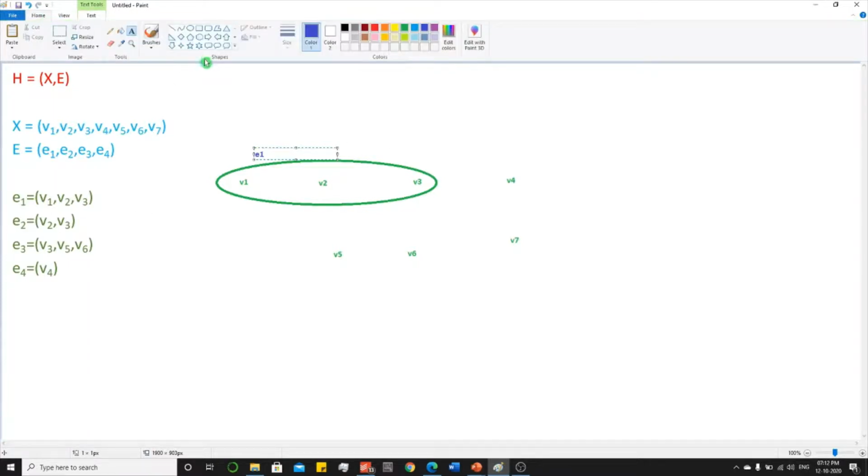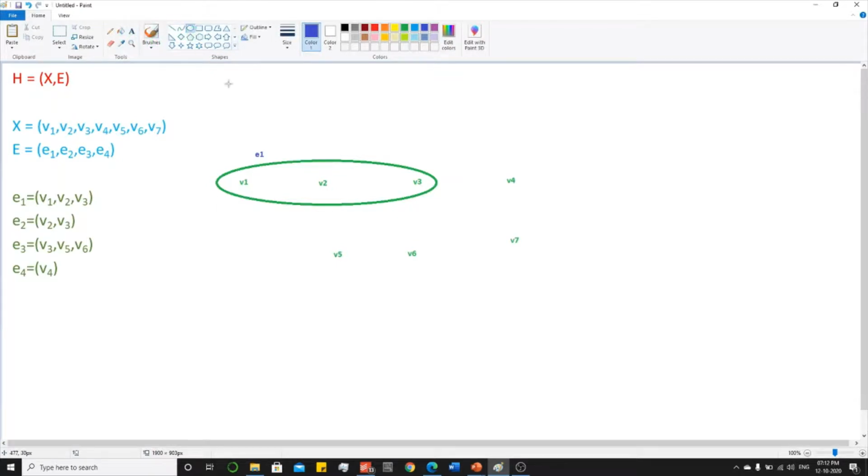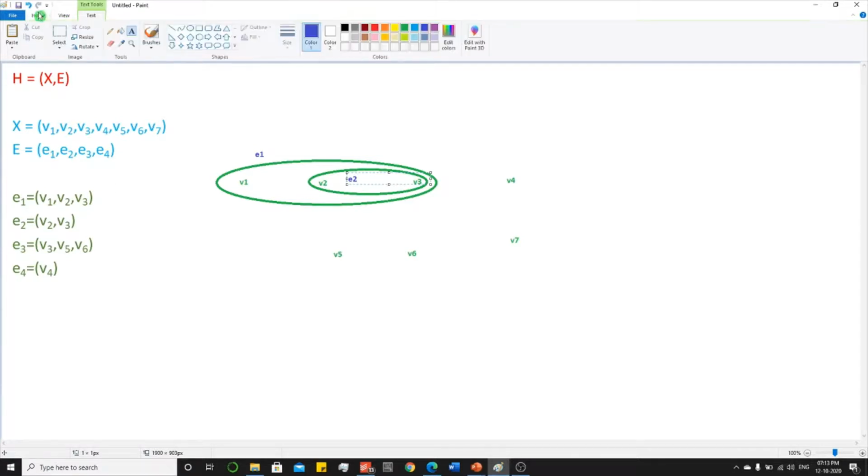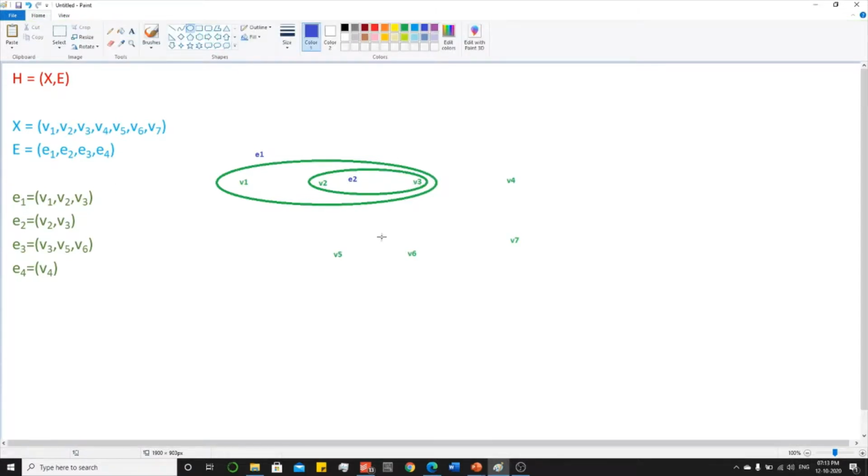E2 has V2 and V3 as an edge. V2 and V3 has one edge. So this is edge 2. And edge 3 is V3, V5 and V6. Okay. V3, V5 and V6.